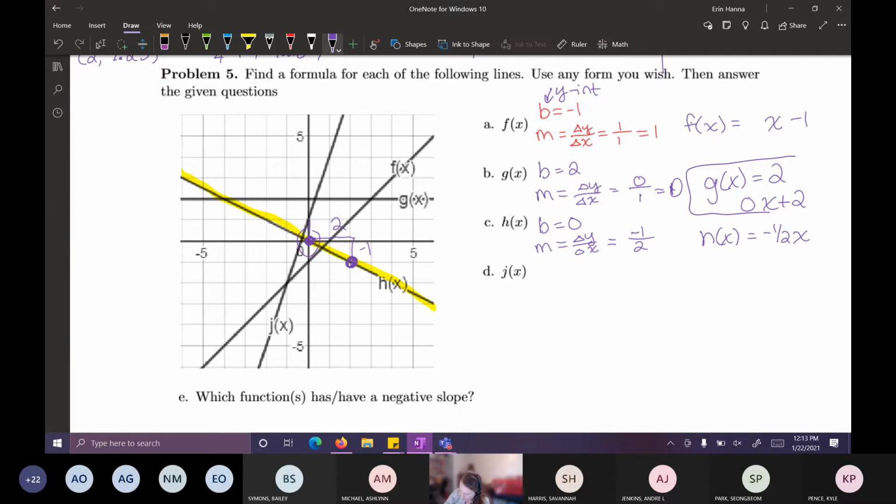And then j of x, the last one. I know I'm going through these kind of quick, but that's because hopefully you had already looked at it. As always, feel free to stop me.